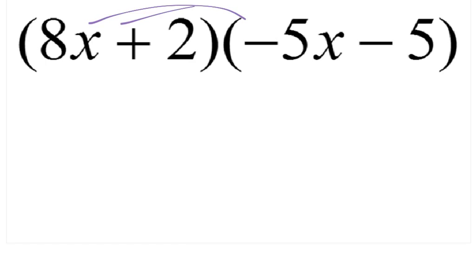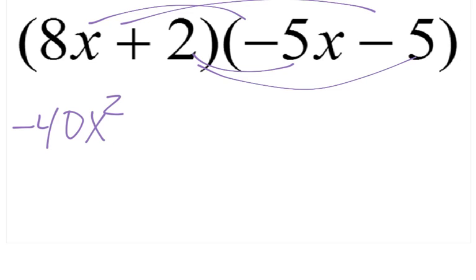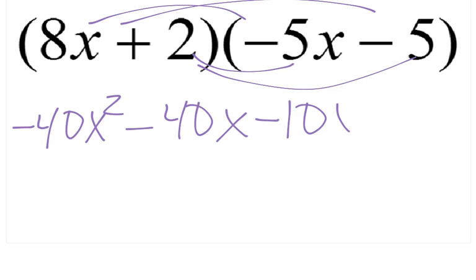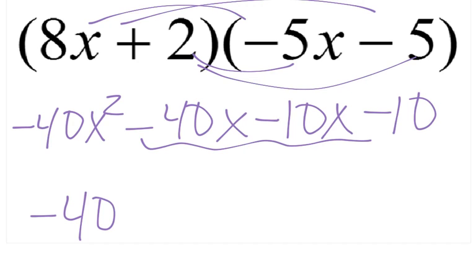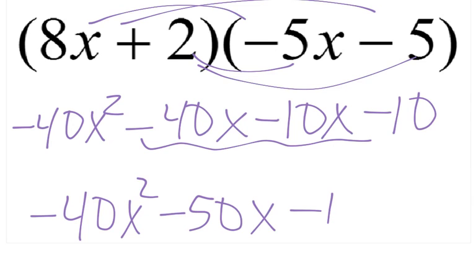Same thing here, 8x goes to both, and then 2 goes to both. So 8x times negative 5x is negative 40x squared. 8x times negative 5 is minus 40x. 2 times negative 5x is minus 10x, and 2 times negative 5 is minus 10. The 2 in the middle should combine, so bring down your negative 40x squared. Negative 40 minus 10 is going to give you negative 50x, and bring down your minus 10.